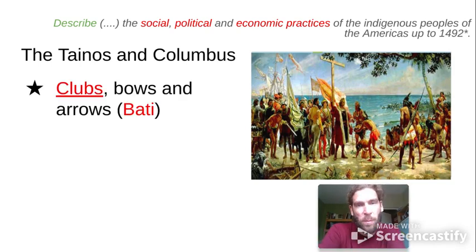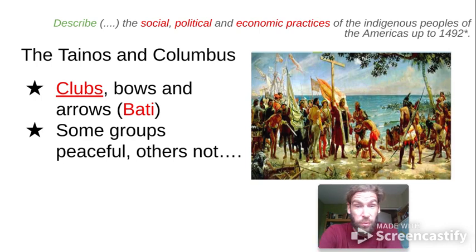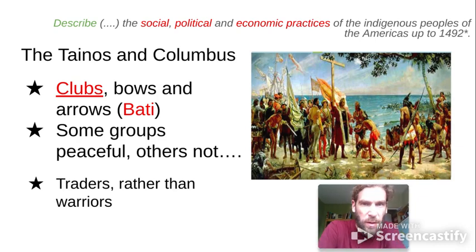And from the records of Columbus and his crew and the Spanish that came after him, they know that Taino had clubs, bows, and arrows. And Columbus thought this was only for hunting. But when needed, they would have held a war with Columbus and the Spanish or the Carignago or even other people. Some groups of the Taino were very peaceful. Others were not. So you cannot say this were the Taino. There were internal differences in development, in their skills, things like that. But in the end, they were traders rather than warriors. So they traded a lot, and they were by nature not a fighting people.